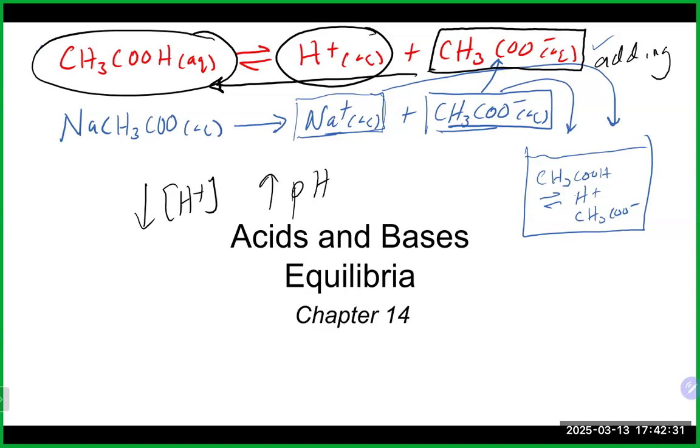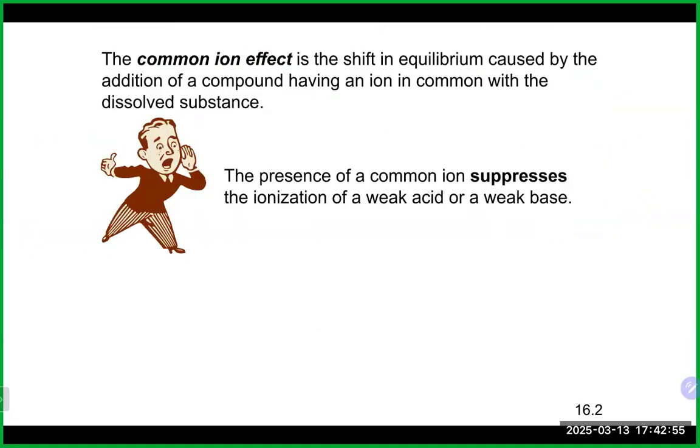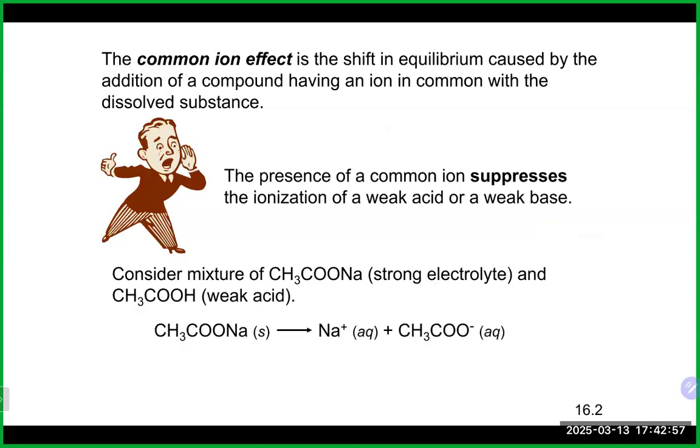In a weak base, you'll have that common ion that will push the weak base back together and keep it together more so than it will break apart. So the common ion effect will have an effect on the overall pH of a solution. Without that common ion present in a weak acid, you would have a lower pH than you would with the common ion present, as it will keep that acid together and prevent more H plus from coming off.